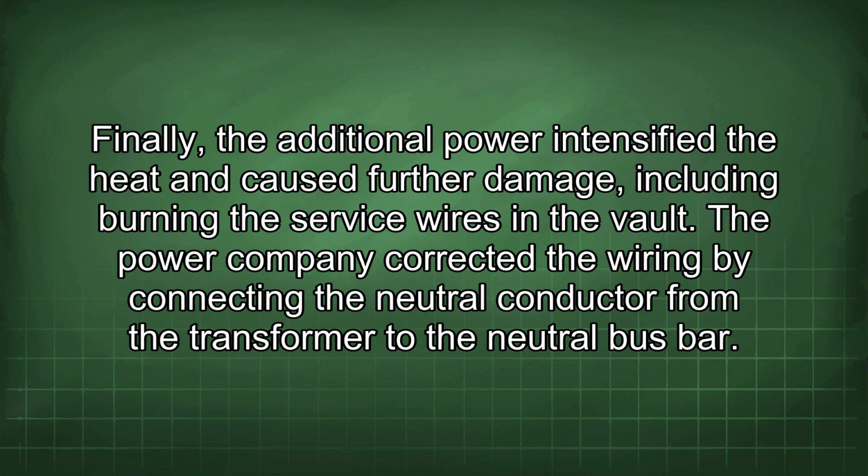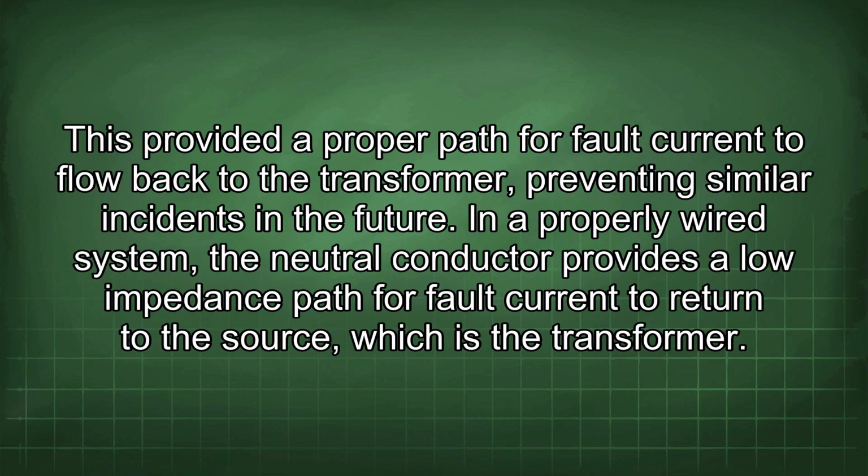The power company corrected the wiring by connecting the neutral conductor from the transformer to the neutral bus bar. This provided a proper path for fault current to flow back to the transformer, preventing similar incidents in the future. In a properly wired system, the neutral conductor provides a low impedance path for fault current to return to the source, which is the transformer.